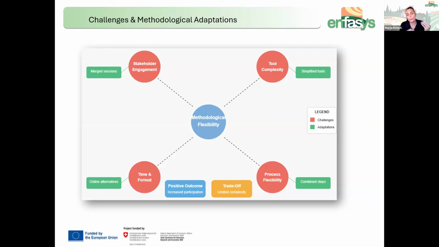So challenge number 1 was stakeholder engagement. It's shown in the top left corner. The number and background of participants differed significantly by case. In Serbia, for example, you had only 5 stakeholders that could actually attend, while other cases had more diverse representation. Our adaptation was to merge sessions when participation was limited. In Serbia, the team combined the orient and theory of change workshops into a single session to make efficient use of the small group's time.